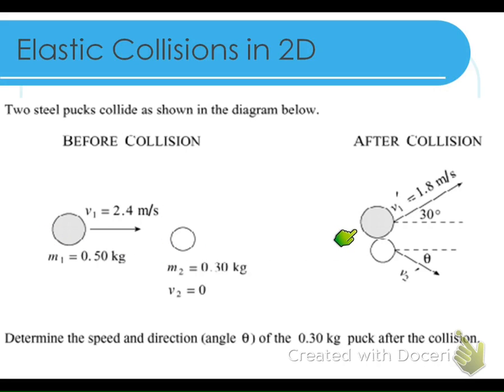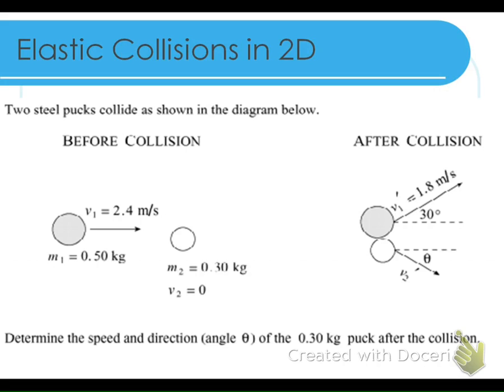After the collision, this gray object moves at an angle of 30 degrees with a speed of 1.8 meters per second. The white object, we don't know its velocity post-collision, okay? So that's going to be our overall goal here, to find the speed and the angle at which this white object is moving after the collision.